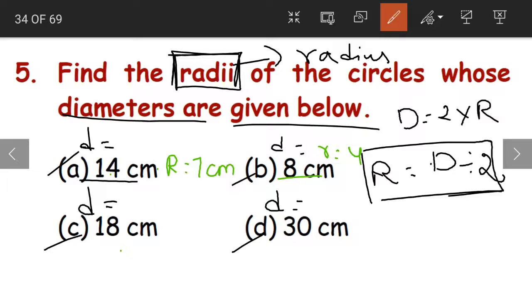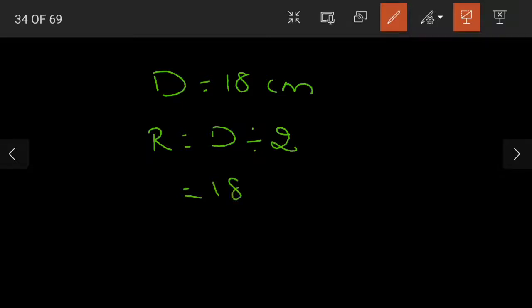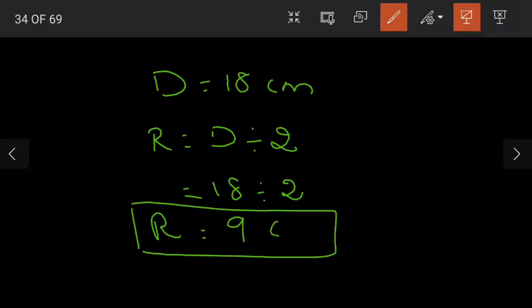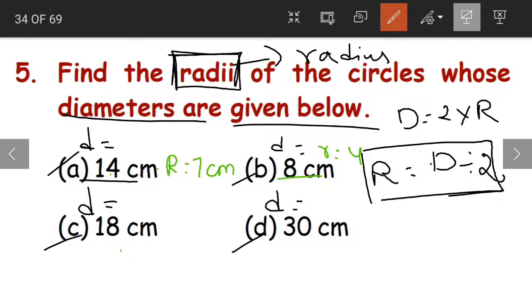Coming to question C, diameter is equal to 18 centimeters. Radius is equal to diameter divided by 2, 18 divided by 2. We have 2 9s are 18. So radius of the given circle becomes 9 centimeters. A circle with diameter 18 centimeters has the radius equal to 9 centimeters.